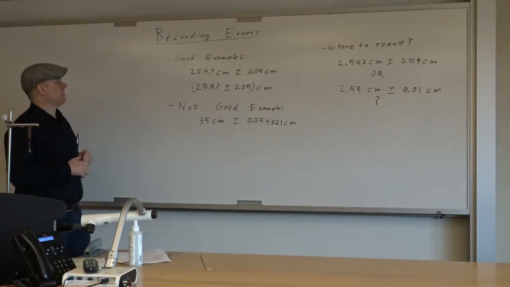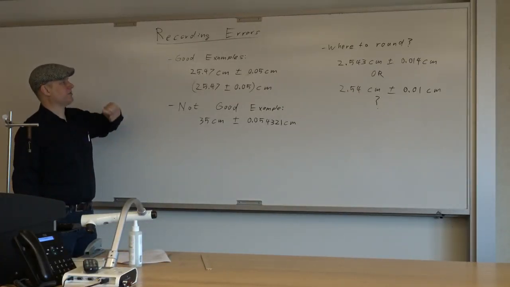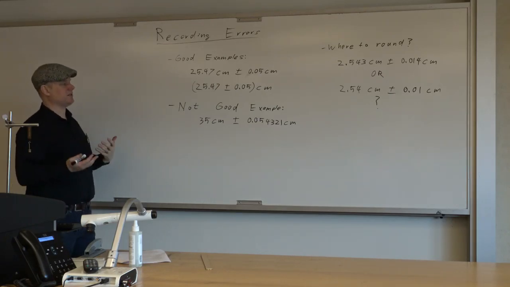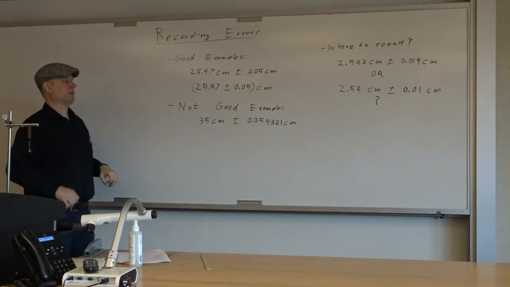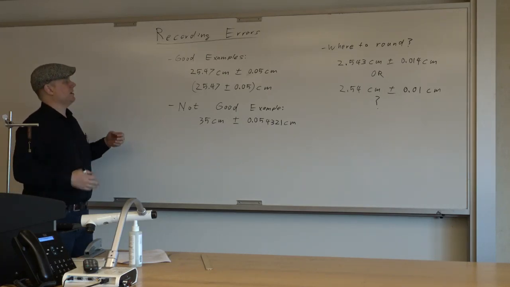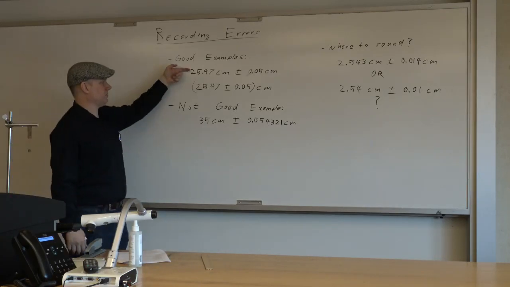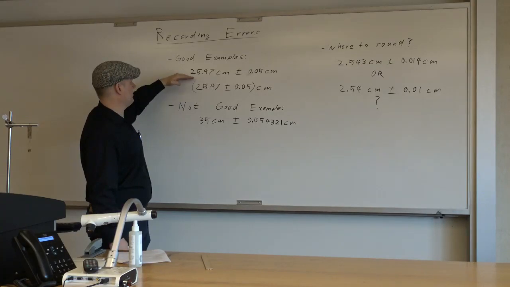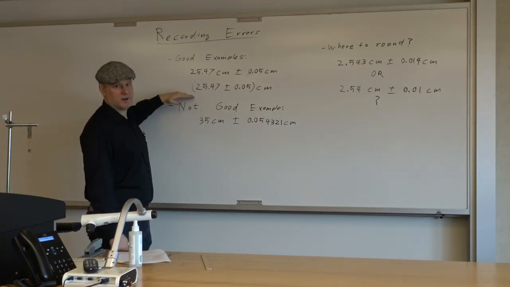I'd like to talk a little bit about some examples with recording errors. Specifically in physics, when we talk about errors, we're not necessarily talking about making a mistake, but we're talking about measurement errors. So when you do a measurement in any lab in physics, you don't just get the result, but you also have to report an error. These are two good examples of how you might do that.